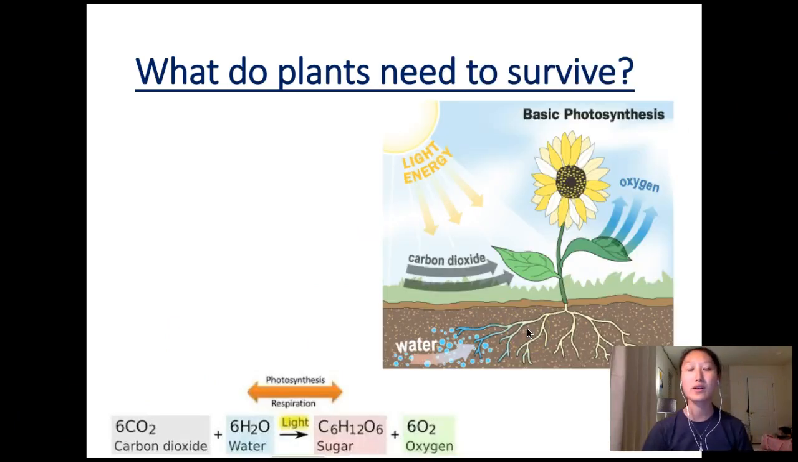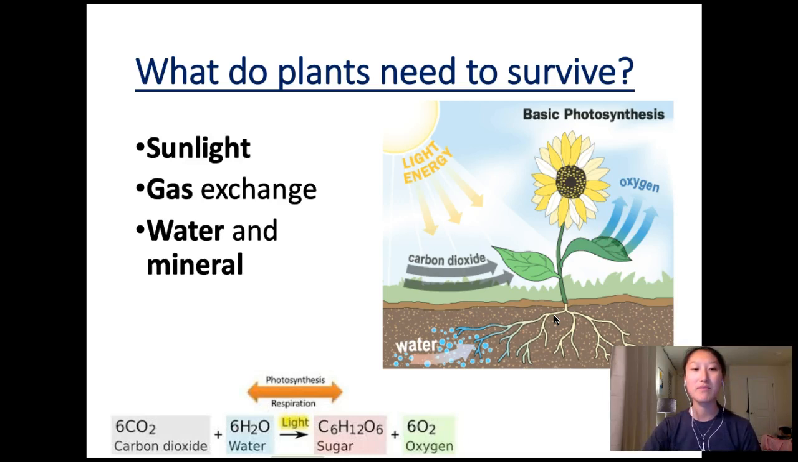What do cells need to survive? What do plants need to survive? They need carbon dioxide right here. They need sunlight, obviously. They need water. Those are some of the most basic stuff. Obviously, plants also need nutrients from the soil. They also need some minerals from the soil. But these three are the main parts.